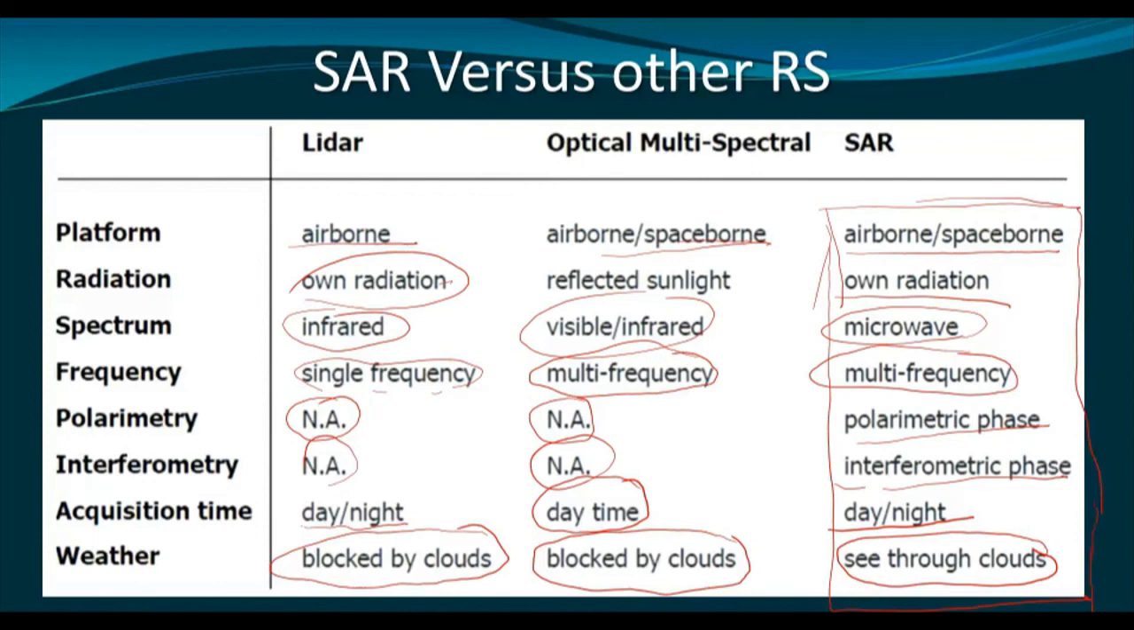Therefore, it has many advantages, but the only limitation is its complexity. The data we obtain by using the SAR is very complex in nature, and extracting the information from the SAR data is also very difficult, and getting the actual information is much more complex in comparison to the LiDAR or the optical multispectral remote sensing.